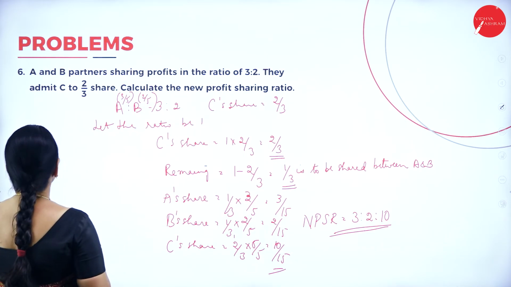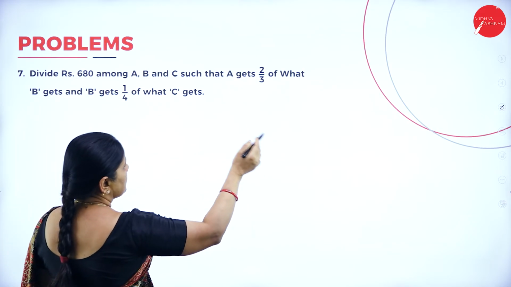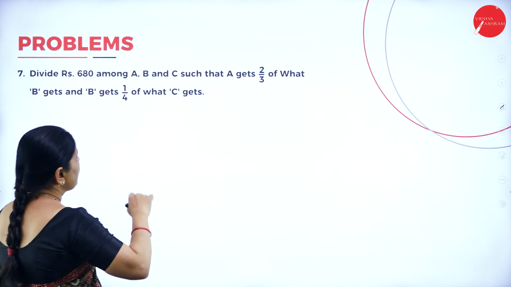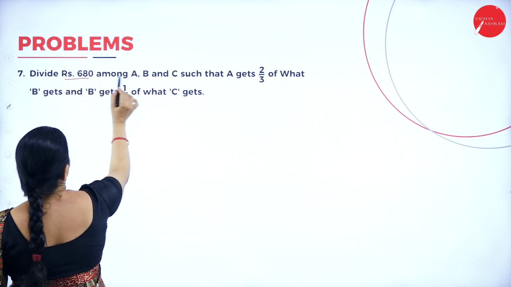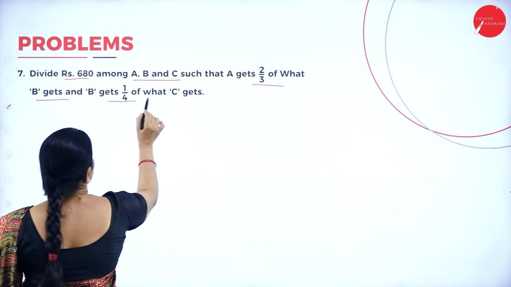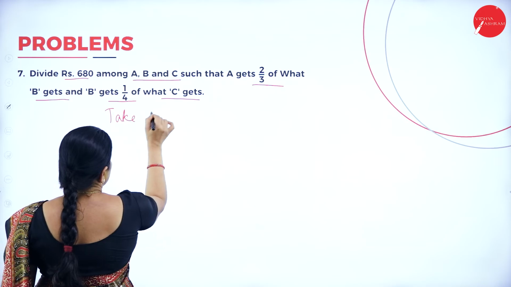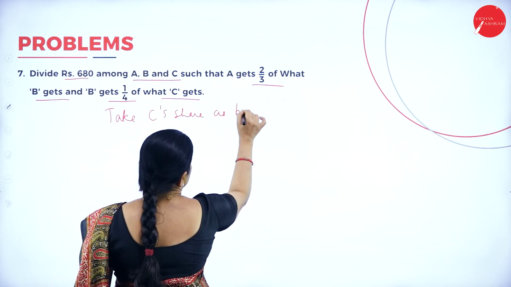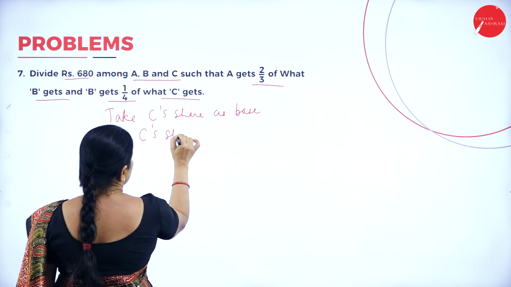Now, the next problem. Divide rupees 680 among A, B and C such that A gets 2/3 of what B gets and B gets 1/4 of what C gets. Now, take C's share as base. So, C's share equals 1.